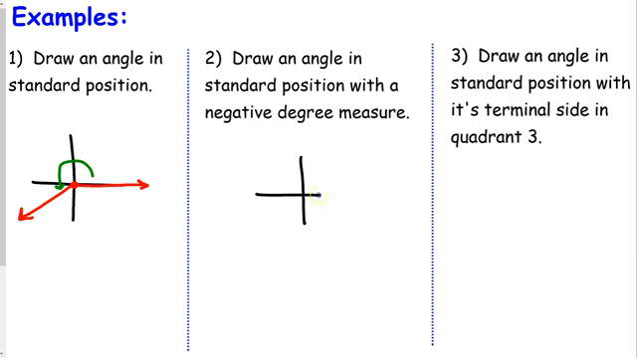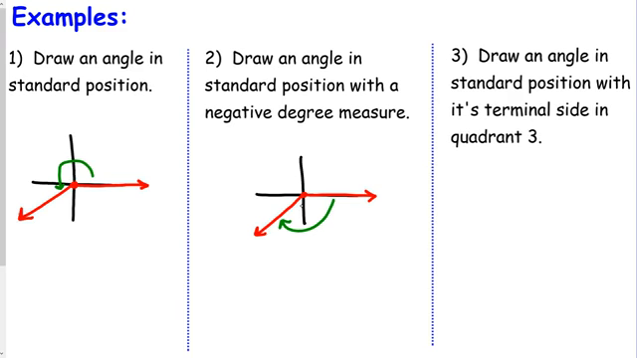Number 2, draw an angle in standard position with a negative degree measure. Okay, so we're going to start out the same way with the vertex at the origin. The positive x-axis is the initial side. And I could even make it look exactly like my previous one, but because it has a negative degree measure, that tells me I'm going clockwise to get to the terminal side. And maybe that one is, I don't know, about 130 or something.